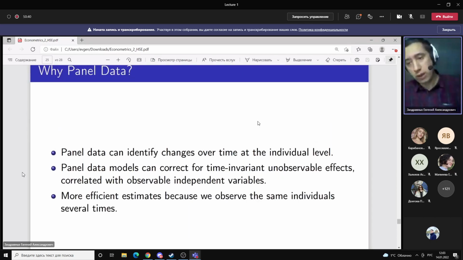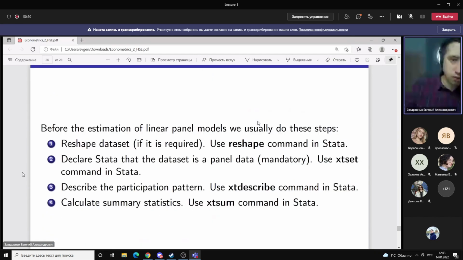What should you do when you work with panel data? First of all, you should run a preliminary analysis. What should you do first? Sometimes you have to reshape the dataset.